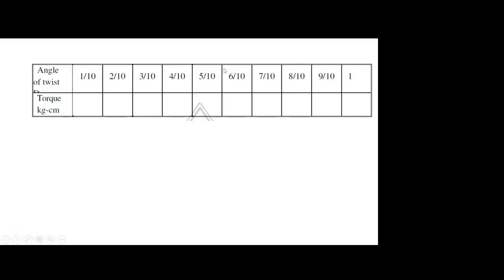So we are first of all entering it. And the torque in kg centimeter, we are directly taking from the scale and entering into it. Okay, main scale division into 50 plus the vernier scale division into 5. That will be the torque in kg. So we are entering that one, and we are making a plot between angle of twist and torque. And from that, we are doing the calculation.